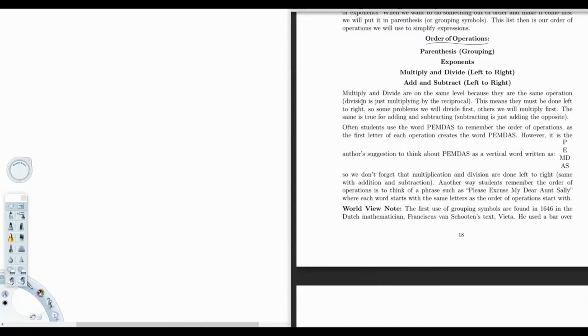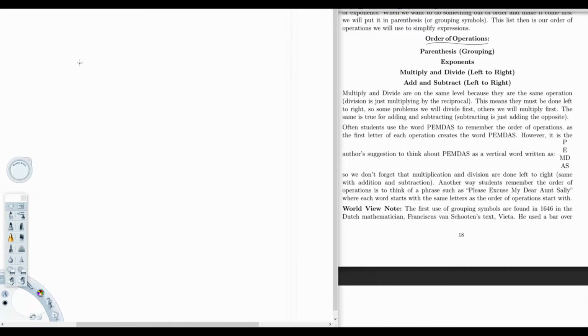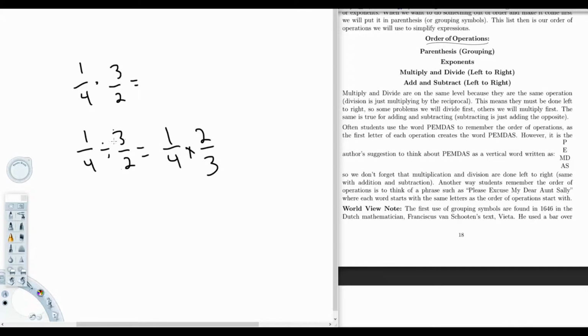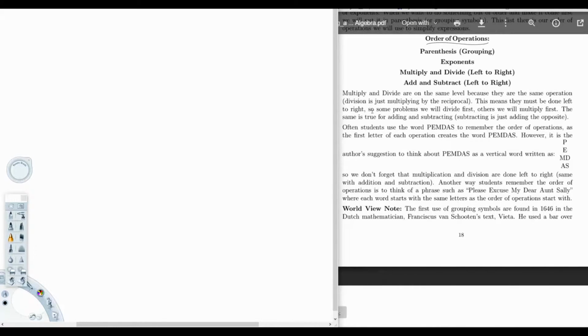What do they mean by that? Well, if you do 1 over 4 divided by 3 over 2, that equals 1 over 4 multiplied by 2 over 3, right? You have to invert the fraction by which you are dividing, and then it turns into a multiplication. That's what they mean by that. That means they must be done left to right. So some problems we will divide first, others will multiply first. The same is true for adding and subtracting. So we start from the left.